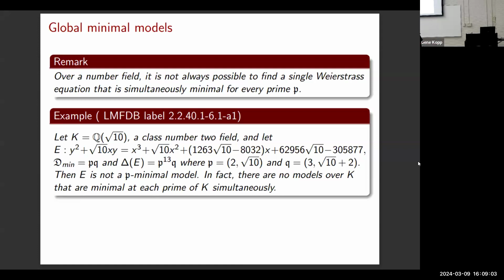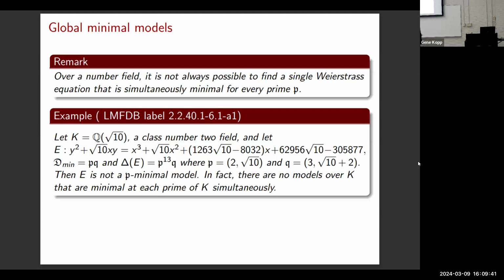But like I mentioned, we are going through all this trouble because for any number field, it's not always possible to choose one equation which is simultaneously minimal at every prime. One example I gave here is this example. This is from the LMFDB, where the discriminant of this elliptic curve is this one. So this itself is not a p-minimal model, and you can try to make it minimal at the prime. You can do some kind of an isomorphism.